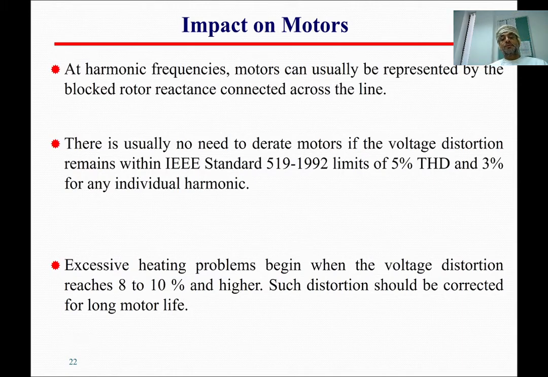So at those harmonic frequencies, the motor can usually be represented by the rotor reactance connected across the line. Based on the IEEE standard 1992 limit, the limit for the total harmonic distortion will be 5% based on the voltage level, and the individual harmonic will be limited to 3%. Excessive heating problems begin when the voltage distortion reaches 8 to 10% and higher. Such distortion should be corrected for long motor life.